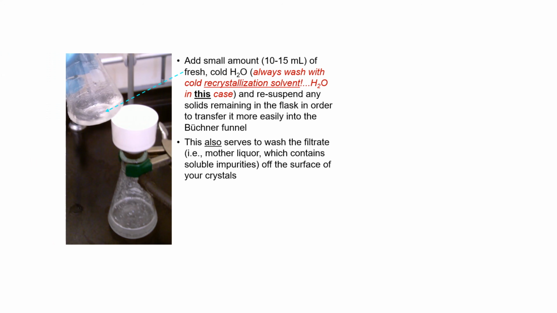Once the transfer is complete, add a small amount of fresh, cold recrystallization solvent, in this case it's water, and resuspend any solids remaining in the flask in order to transfer it more easily into the Buchner funnel. Feel free to use a spatula if you need to in order to remove any solid that's clinging to the inner walls of the flask. This liquid also serves to wash the filtrate off the surface of your crystals. Remember, the filtrate, or the mother liquor, contains soluble impurities which you want to remove from your recrystallized product.